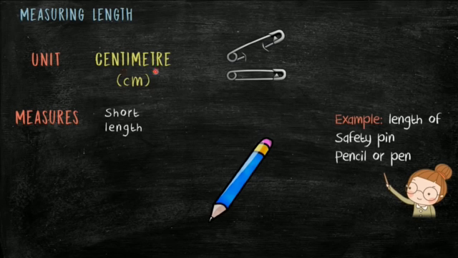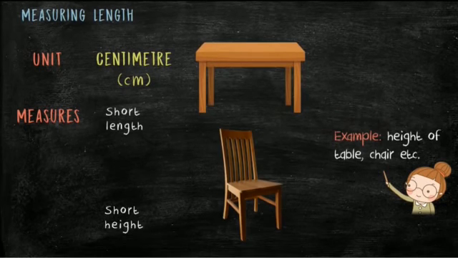Students, centimeter, which is denoted as cm, is also used to measure length, that means short length. For example, the length of a safety pin, the length of a pencil or pen. Centimeter is also used to measure short height, like the height of a table, the height of a chair, or the height of a particular person.